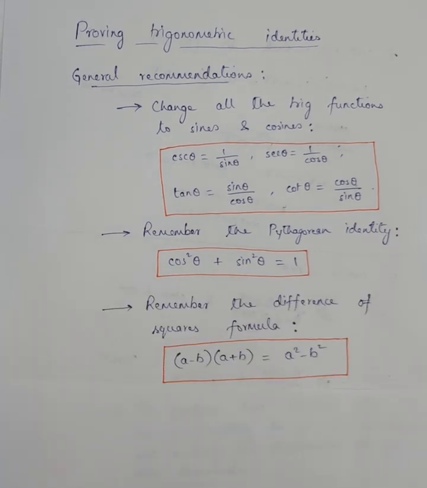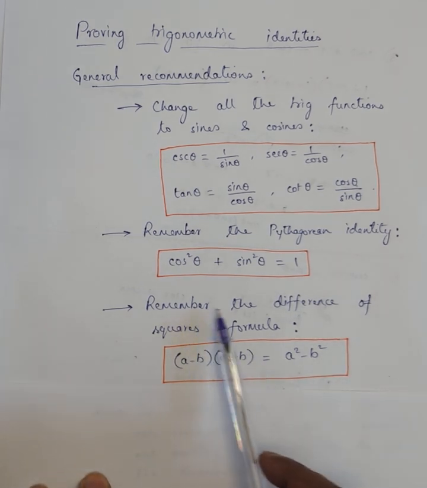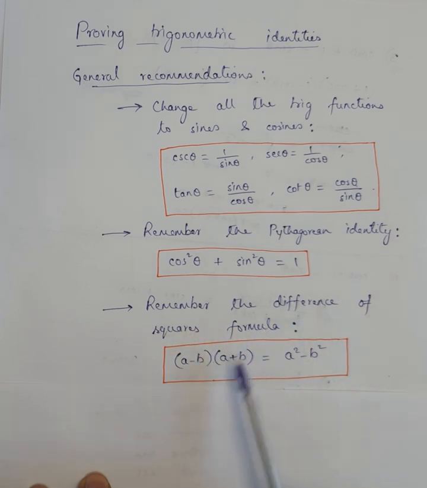Then the third recommendation is not from trigonometry, but from algebra. Remember the difference of squares formula. A minus b times a plus b is equal to a square minus b square. And if you don't recall this, you can quickly use the FOIL method to multiply and see that the middle two terms cancel each other out, and then you are left with just a square minus b square.